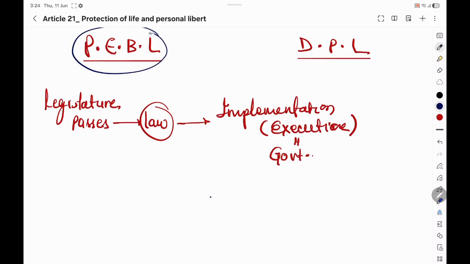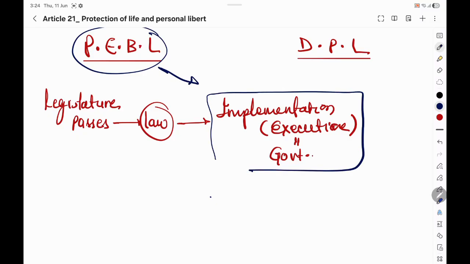Now in the procedure established by the law, only the implementation portion, that is the executive action, can be checked. You cannot check the validity of a law, whether the law is fair, reasonable, just or not. So there is protection only against the executive action and not against the legislative action.